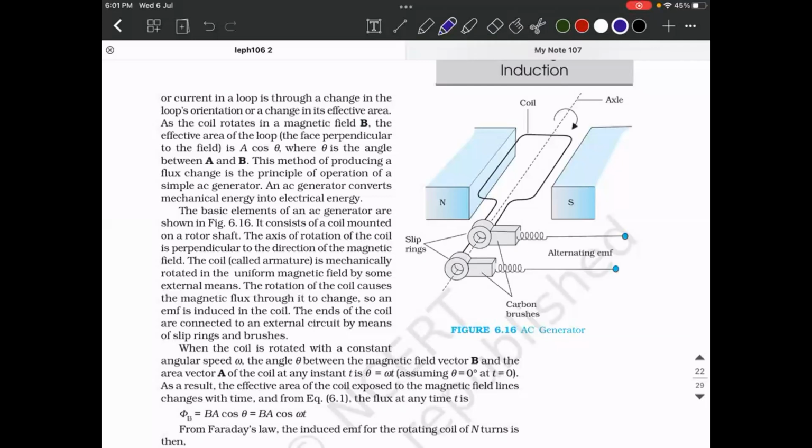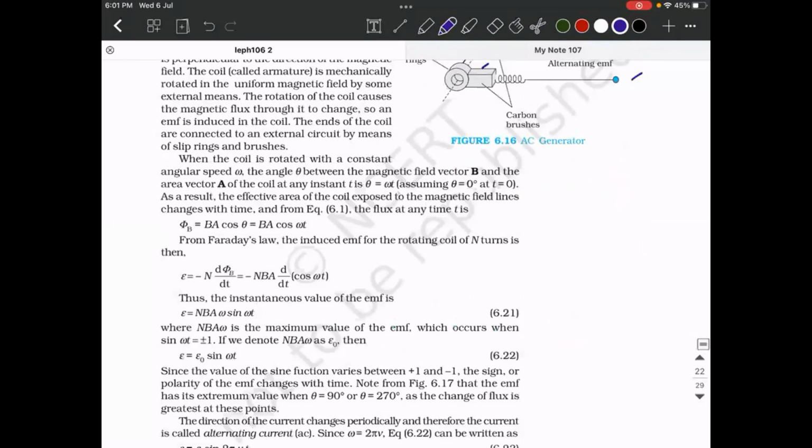So you're able to understand this diagram? This is the kind of diagram you're expected to draw. So you have a north pole and a south pole into which there is a coil placed, and the coil has an axis associated with it, which we call the axle. Then it is connected to two slip rings, and across the slip rings there are carbon brushes from which the alternating EMF is generated. That is the simplest diagram possible. Now, initially, what can I say the flux is?